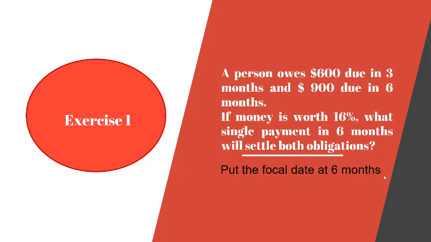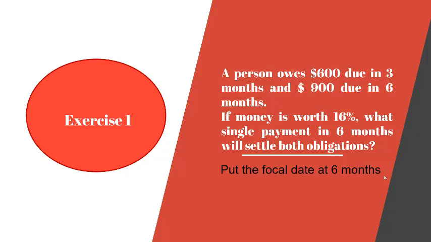The last case: when the focal date lies in between the maturity dates of old and new obligations, then the amount of the sum of old obligations plus the present value of the others, all of these are equal to the amount of the sum of new obligations plus the present value of the others. Note that you must draw the exercise or the problem to solve it.